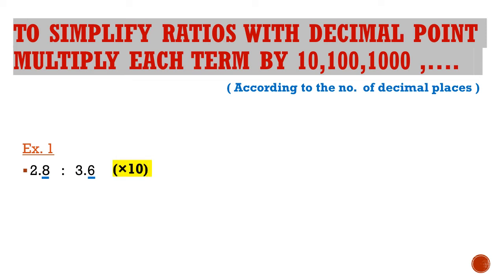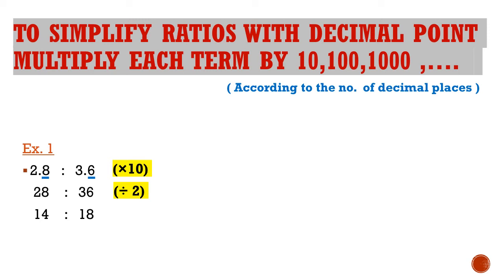We multiply both of them by 10. If you have one decimal place in the two terms, multiply them by 10 to get the ratio between whole numbers, 28 to 36. Now the ratio becomes whole numbers. Then we start to simplify this ratio. Both of them are even, divided by 2.